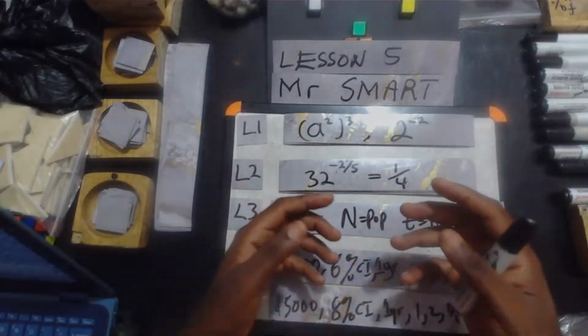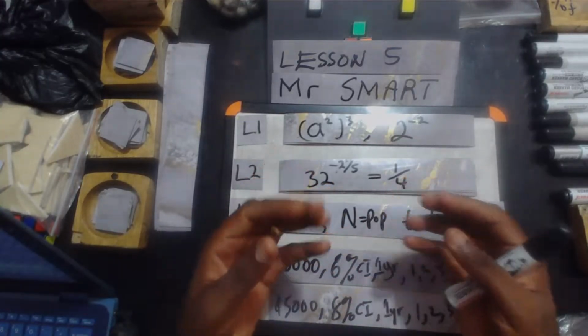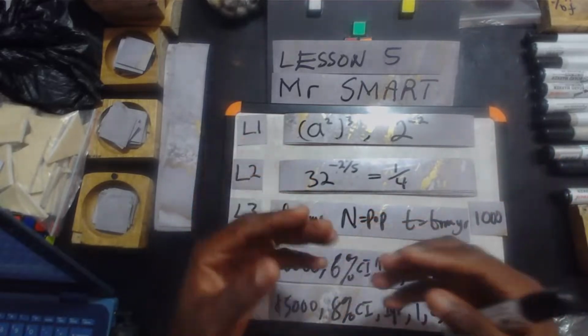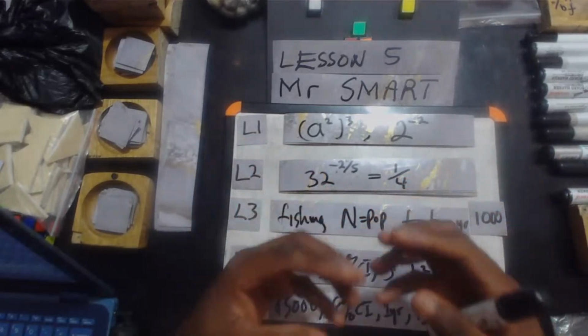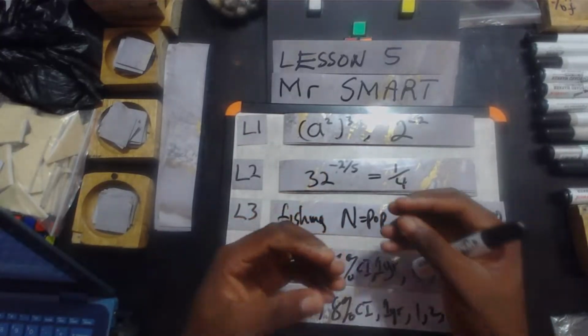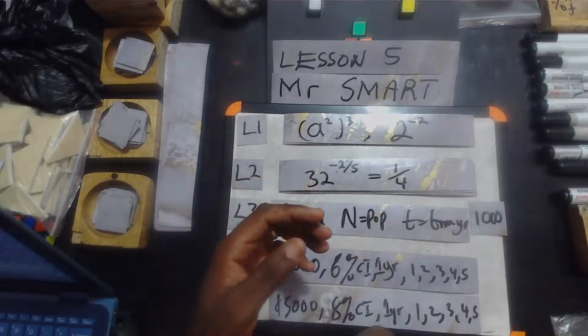So I want you to reflect on these things. How did you use indices and logarithms to solve this problem? And what challenges did you face? That is the most important thing. I'm interested in your challenges. And how could this analysis help other coastal communities make investment decisions? This is what we want to know.